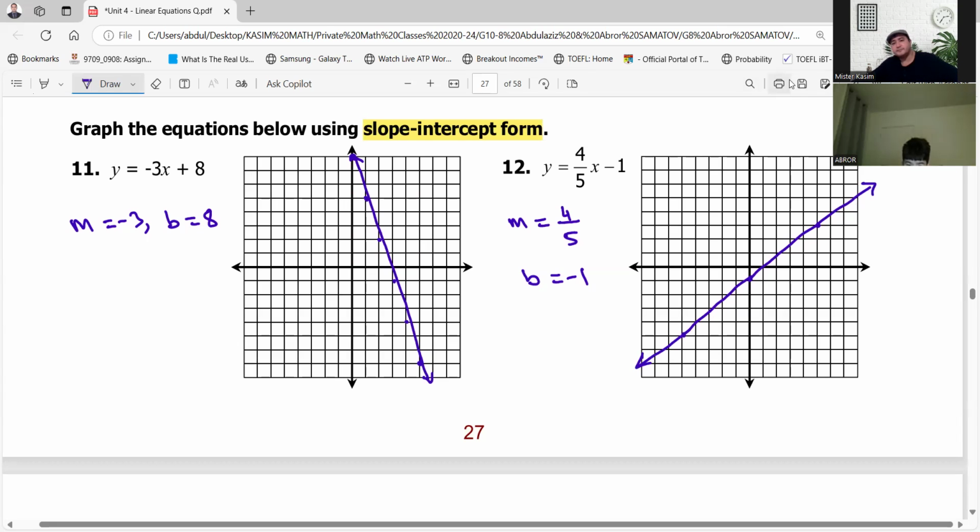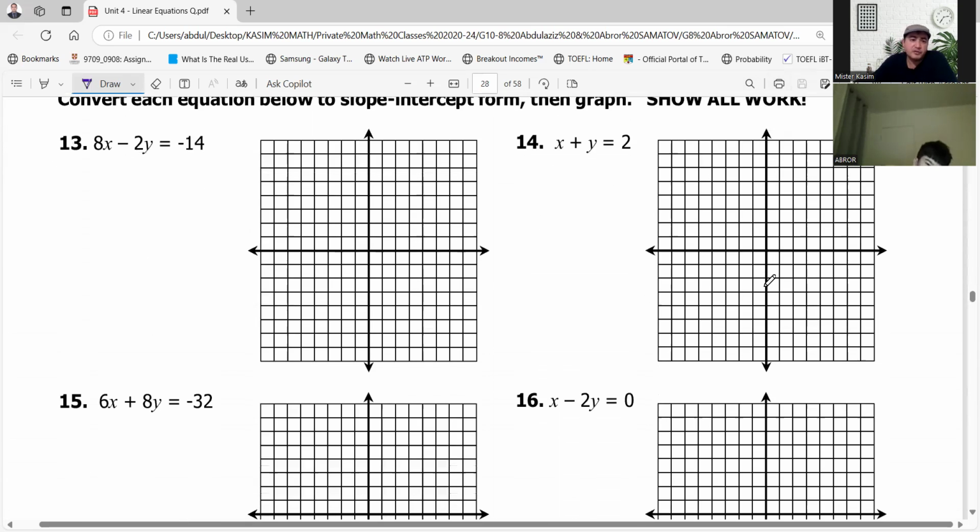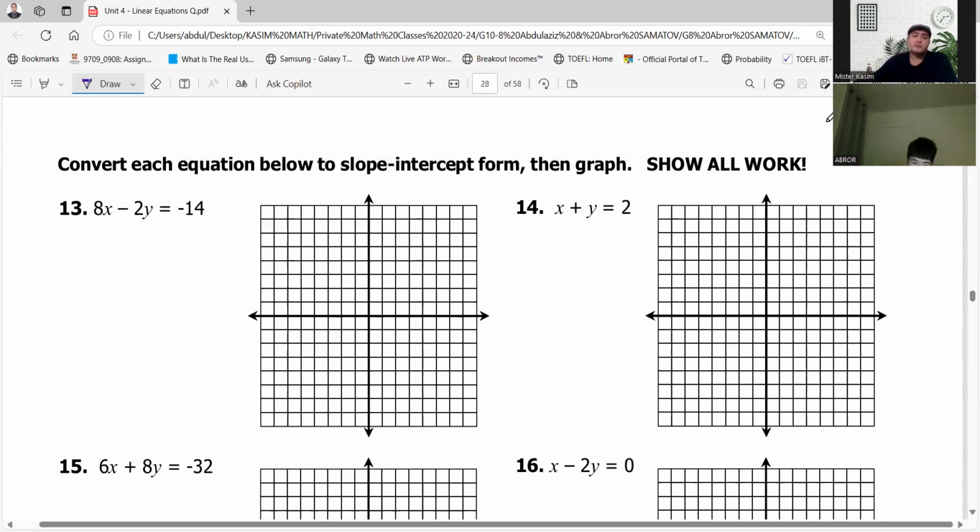Okay, bro. You should know this slope and y-intercept thing really well, Abror, because you're going to see this a lot in 7th, 8th, 9th, 10th, 11th grade math. Okay, read the question. Convert each equation below to slope-intercept form and graph. Show your work. First we have to convert this to slope-intercept form, then we graph it. Come on, first do it, then we'll graph together. Convert this to slope-intercept form and tell me your equation.